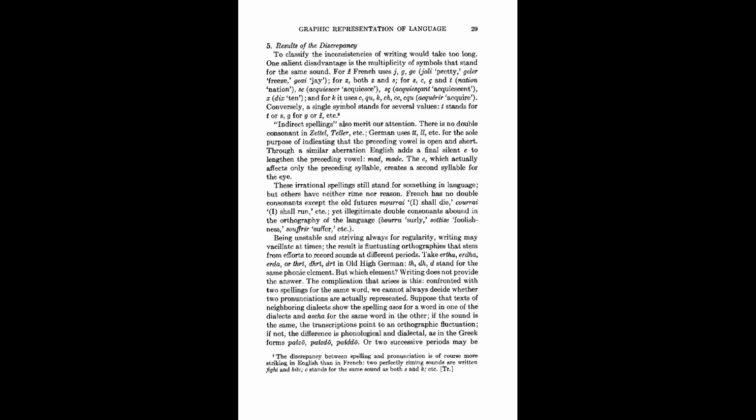Indirect spellings also merit our attention. There is no double consonant in Zettel, Teller, etc. German uses TT, LL, etc. for the sole purpose of indicating that the preceding vowel is open and short. Through a similar aberration, English adds a final silent E to lengthen the preceding vowel, MAD, MADE. The E, which actually affects only the preceding syllable, creates a second syllable for the I.